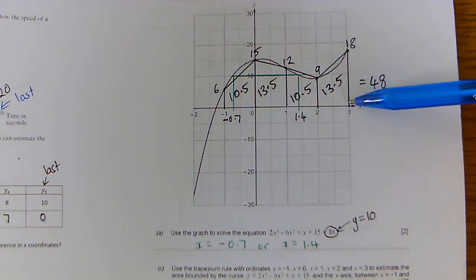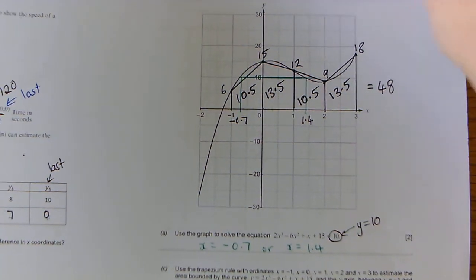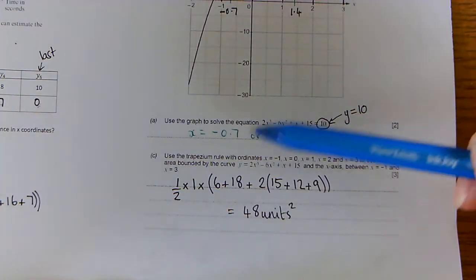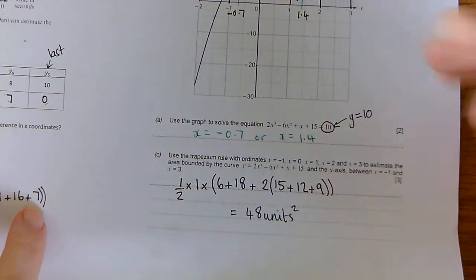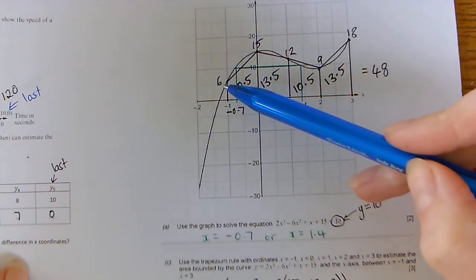At 2, it's 9. And at 3, it's 18. So if you pop all of those into your formula, the first value for y is 6 and the last value is 18. So here's your first value.